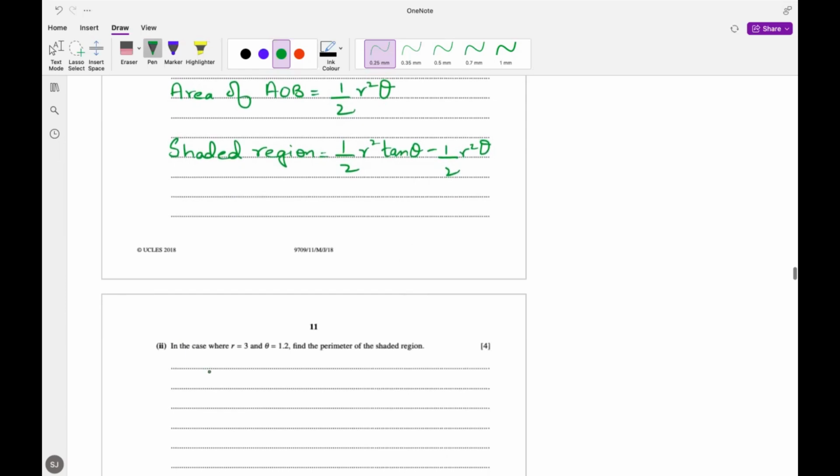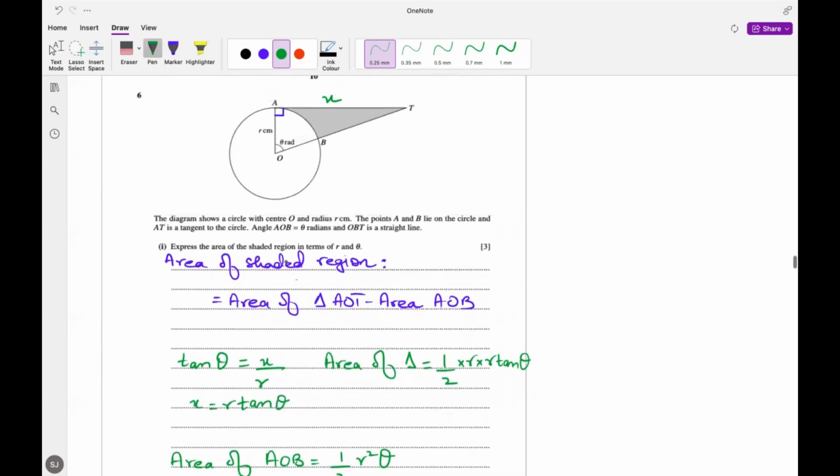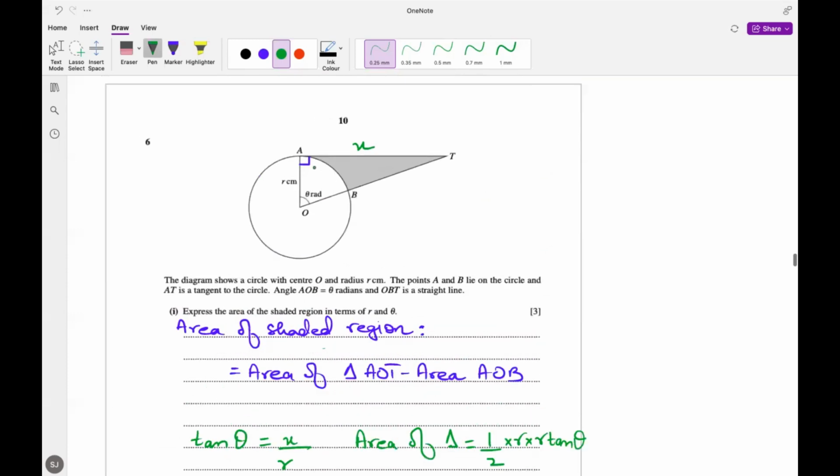In part 2, the question is asking us to find the perimeter of the shaded region, and the value of r is 3 and theta is 1.2. Now the shaded region consists of 3 parts. So we have this arc length, which is AB. We have the length of AT and the length of BT.